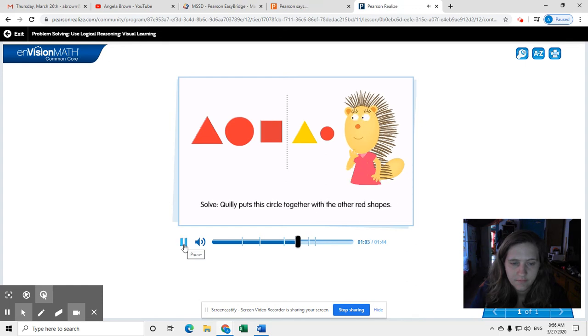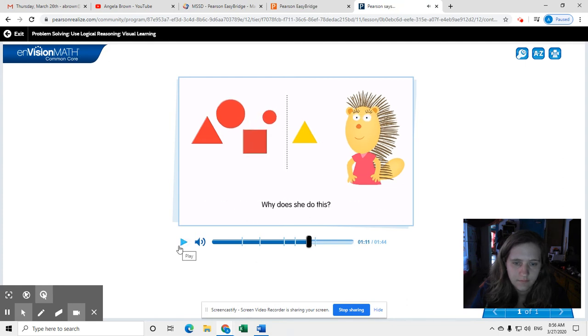Solve. Quilly puts this circle together with the other red shapes. Why does she do this? Why did she do it? Think about it. Yes. She is sorting the red shapes. Very good. I'm sure you all had that figured out.